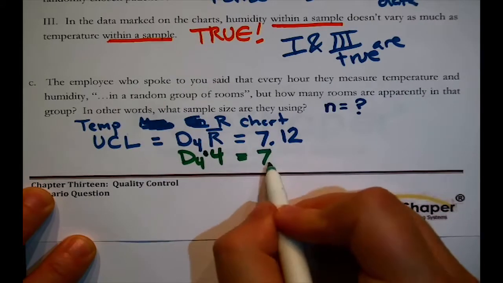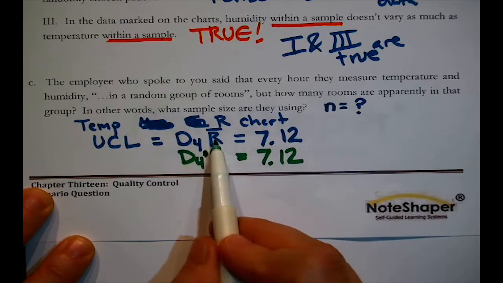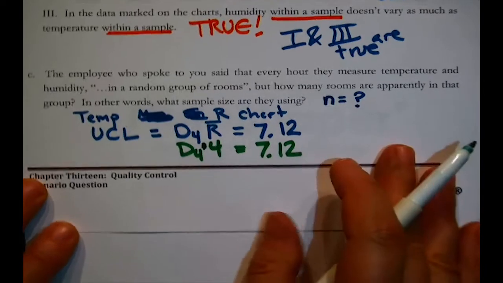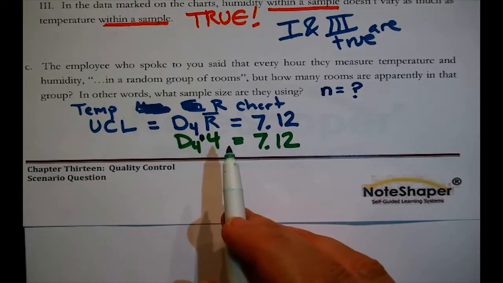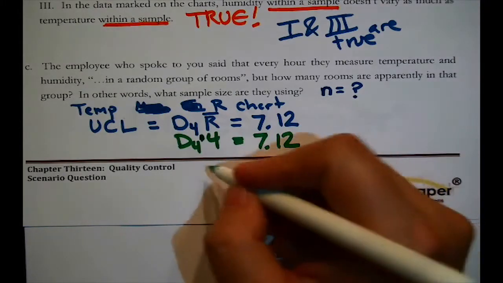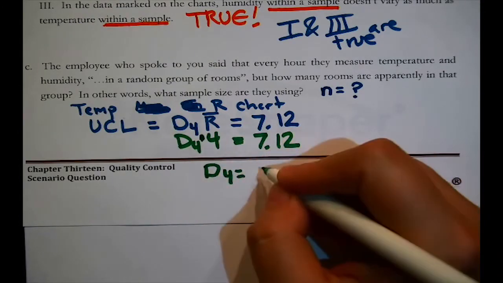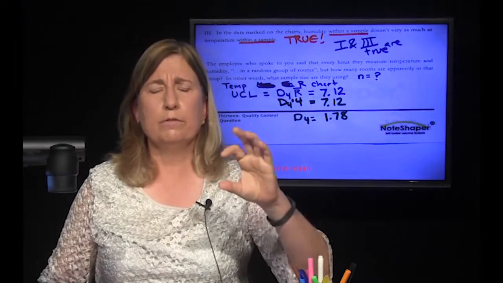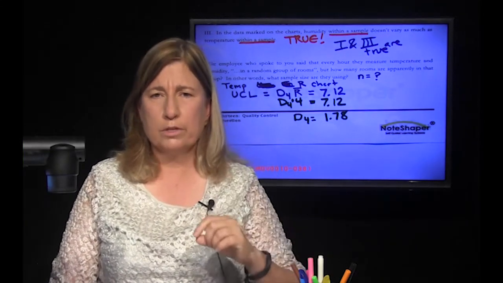equals 7.12. They had some D4 factor and they multiplied it times 4 and they got 7.12. It's simple algebra then to figure out what the D4 they were using must have been, because all I have to do is take 4 and divide it into 7.12. I'm going to jump down here into the footer of the page. D4 equals, that comes out to 1.78 on my calculator. Oh, so they're apparently using for the upper control limit a D4 factor of 1.78.